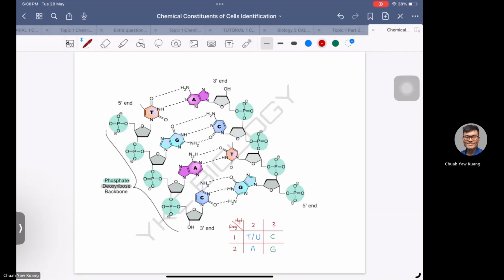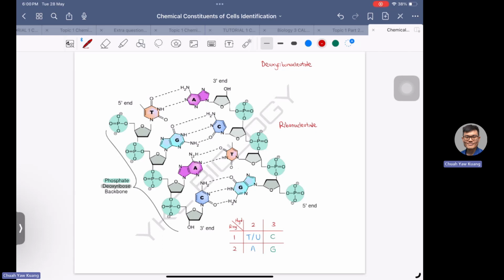Hi everyone, this is the video about identifying and differentiating the nucleotides. There are two types of nucleotides. The first one is the deoxyribonucleotide. Deoxyribonucleotides are the building blocks of DNA, while the other type is the ribonucleotide, which is the building block for RNA.